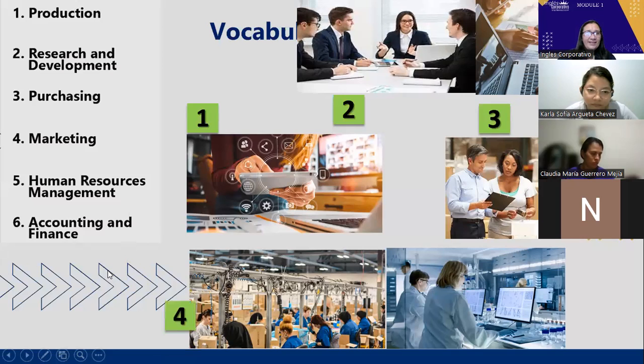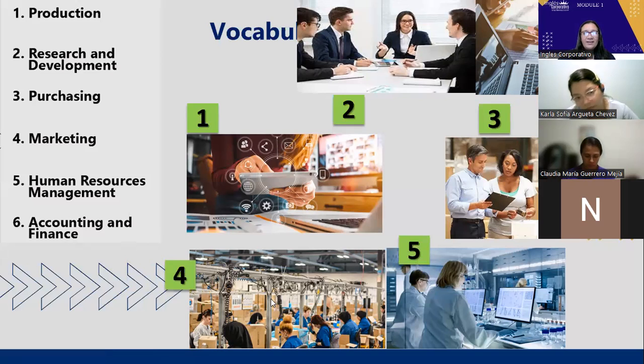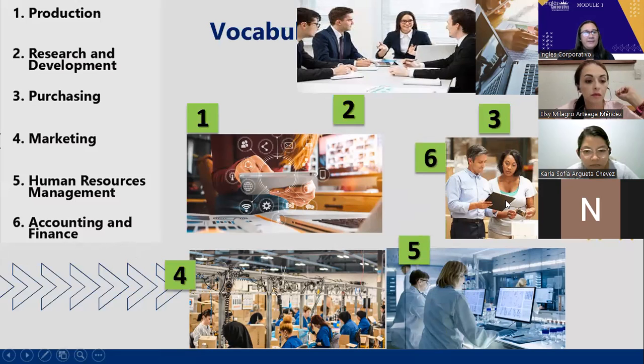Okay. Next one would be this one. Production. Okay. Usually it's the production, right? In number five. Research and development. And that would be, okay. And the number six would be this one, right? Purchasing. Yes, they usually buy raw material, equipment for the production, right?